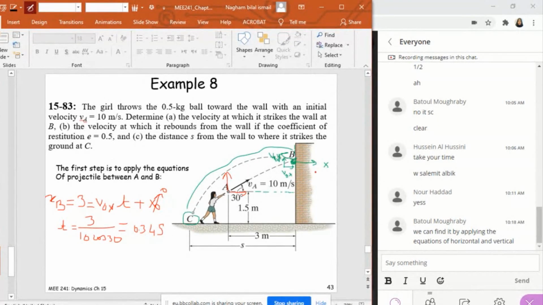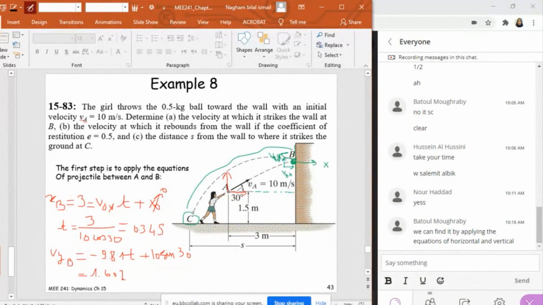then I can find now Vy of B just before collision, because in fact Vx of B just before collision is constant. It's 10 cosine 30. It's always constant for the motion of projectile. So now I can find Vy of B. So what is Vy of B? It's minus 9.81 t plus V0y, and V0y is 10 sine 30. Which means Vy of B will be equal to 1.602.